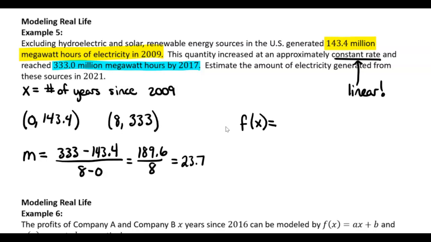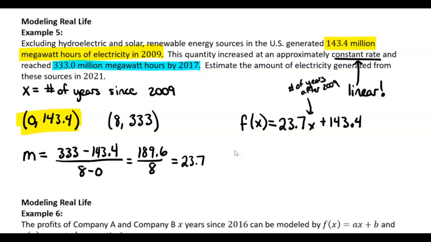And I know that my y-intercept is this one right here that had 0. It was when it started, because your y-intercept is your initial value. So when we started tracking the electricity, that was in 2009, and the y-intercept was 143.4. Keep in mind that x is the number of years after 2009, and the y value, or f of x, is the amount of electricity.